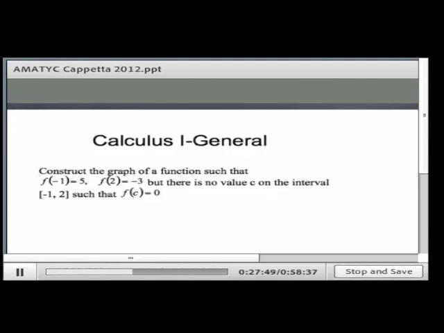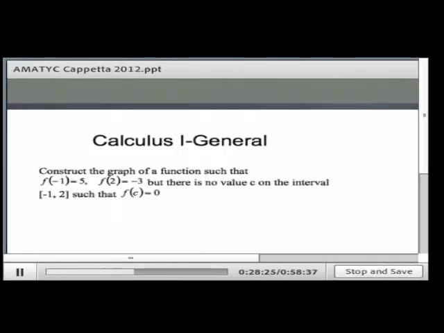Okay. And you'll notice most of the questions that I've talked about today are not questions that are easily graded by computers, nor are they easily graded by hand. So I recognize that is one problem with these sorts of things. Here's a question that I like to give, and see if you think this is valuable. Construct a graph of a function such that f of negative 1 is 5, f of 2 is negative 3, but there is no value c on the interval from negative 1 to 2 such that f of c is 0.